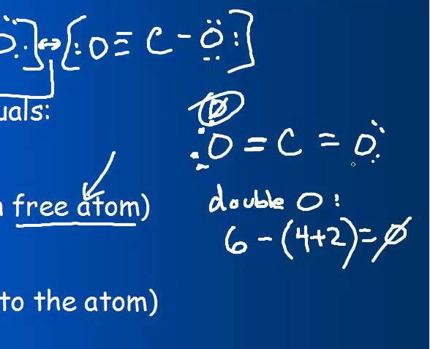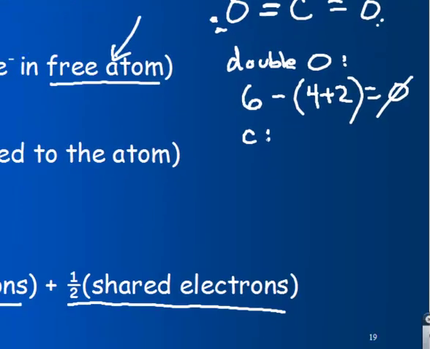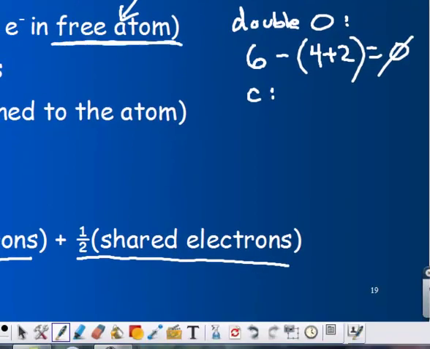Now, this is also a doubly bonded oxygen. So it's going to be 6 minus 1, 2, 3, 4 plus half of 4, which is 2. So this one also gets a 0. So then I got to do the carbon in the center. All right, the carbon in the center, the number in the free atom, carbon is in group 14. So it is 4 in the free atom minus the number associated with it in the molecule.